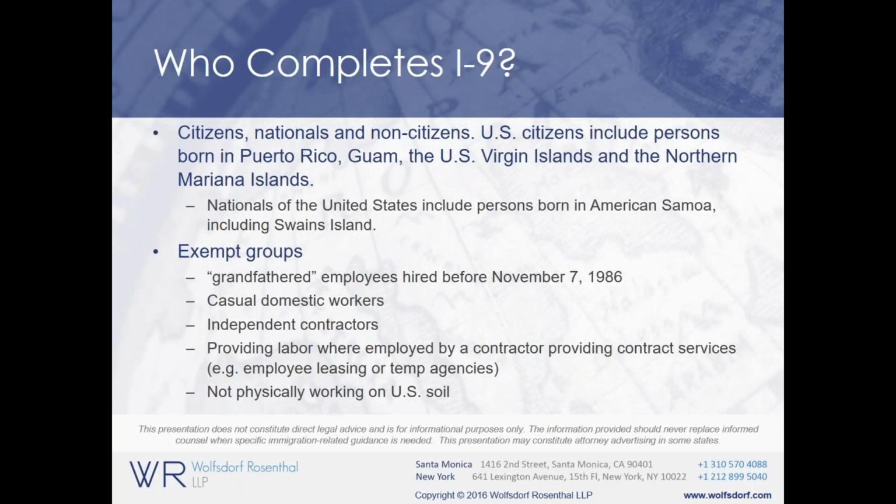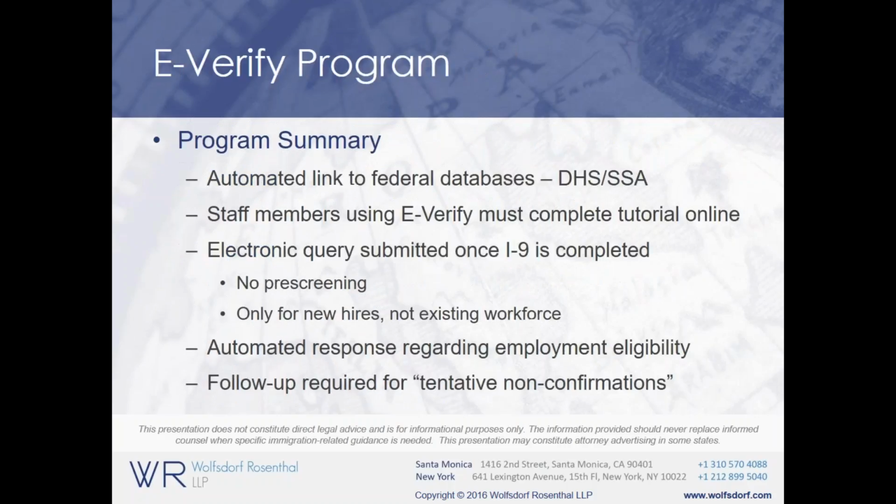Who completes the I-9? This is basically all citizens, nationals, and non-citizens, so pretty much everyone. There are certain exempt groups: grandfathered employees that were hired before November 7th, 1986, casual domestic workers, some independent contractors, and those not physically working on US soil. These are not included in the I-9 side of things. Everyone else is going to need an I-9.